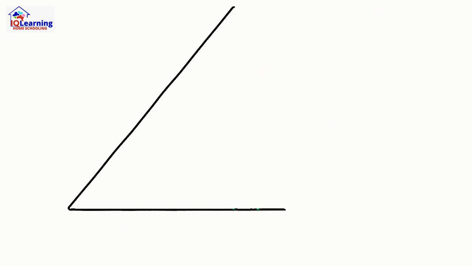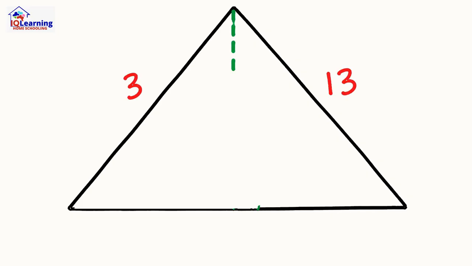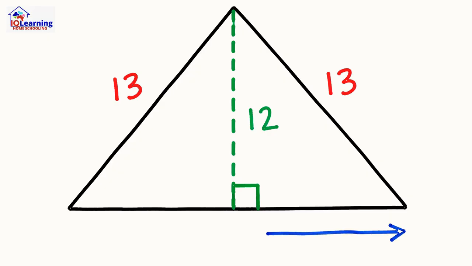Test questions will try to trick you by giving you the length of the slanty sides. Ignore them. If a triangle has a base of 10 and its slanty sides are 13, but a dotted line straight down from the peak is labeled 12, then 12 is your height.